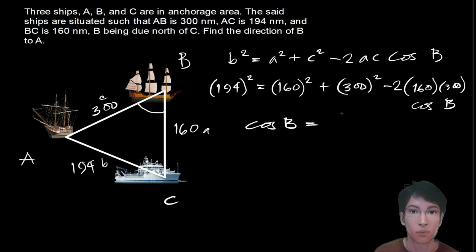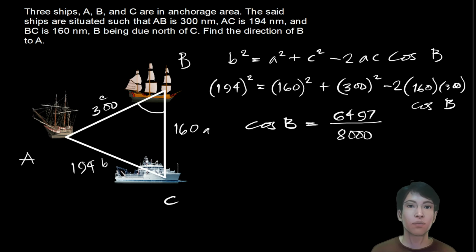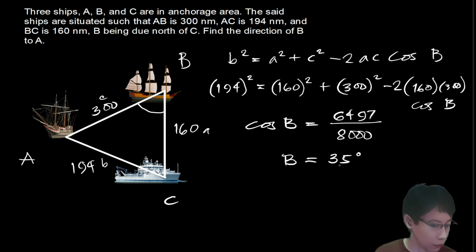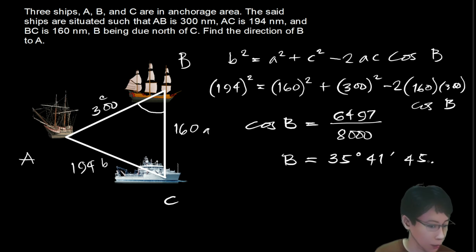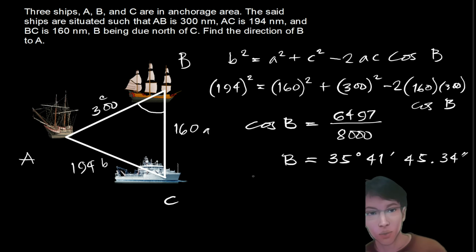So solving for cosine B, cosine B is 6497 over 8000. And angle B is 35 degrees, 41 minutes, and 45.34 seconds.